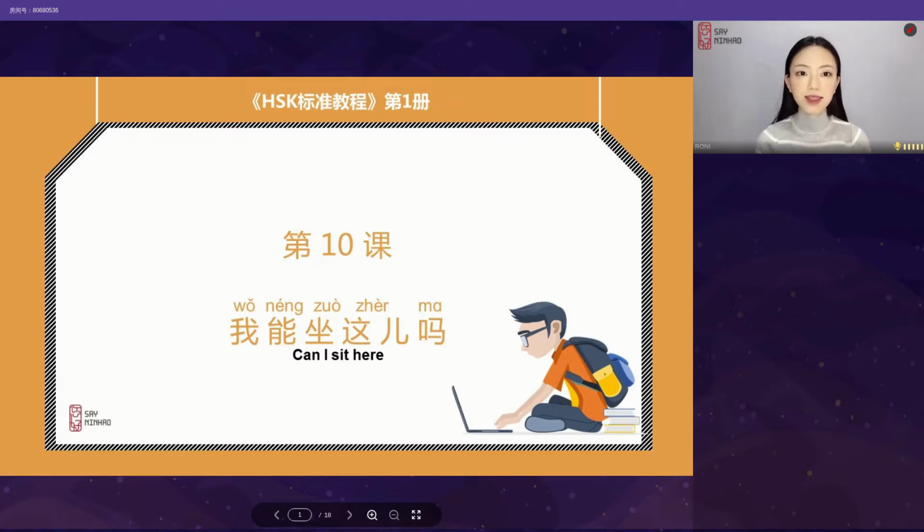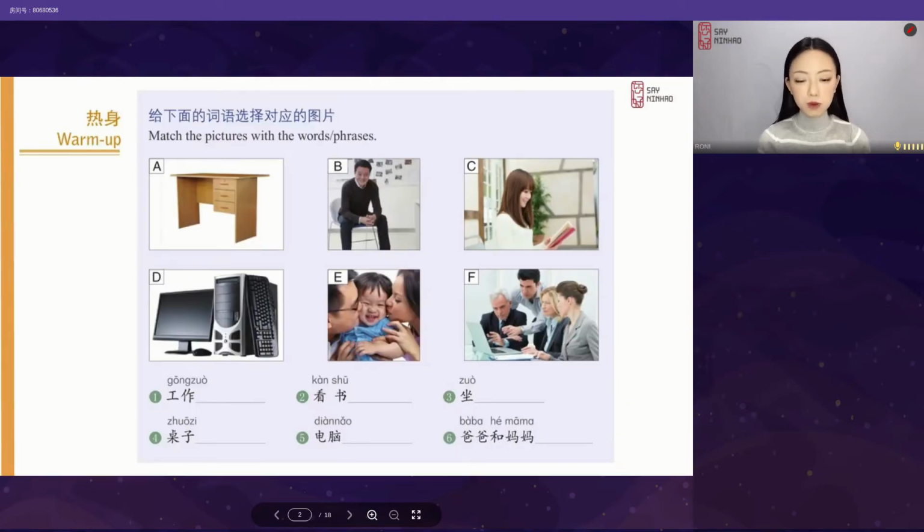Today we are going to learn Lesson 10. 我能坐这儿吗? Which means, can I sit here? Okay, now let's move on to our warm up. There are 6 pictures and 6 new words.